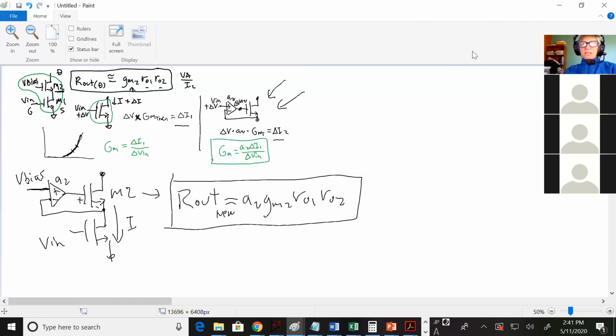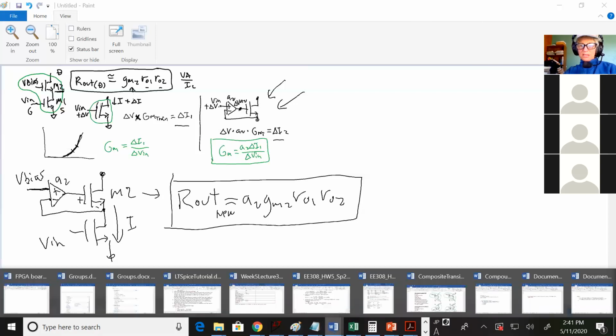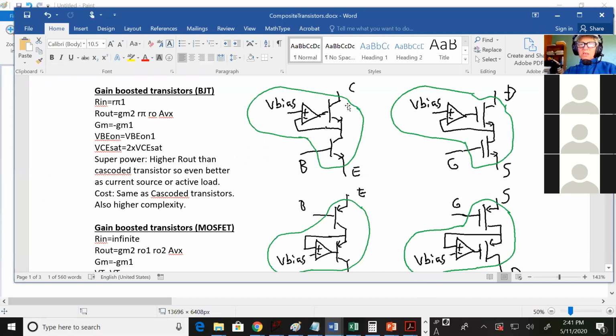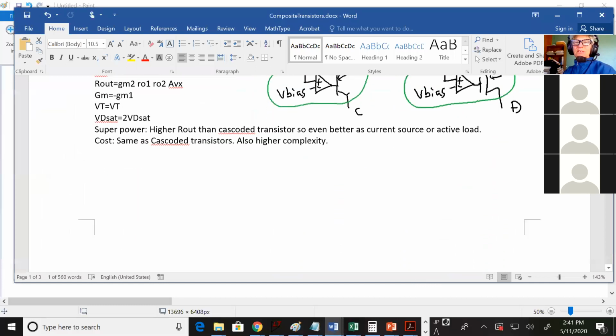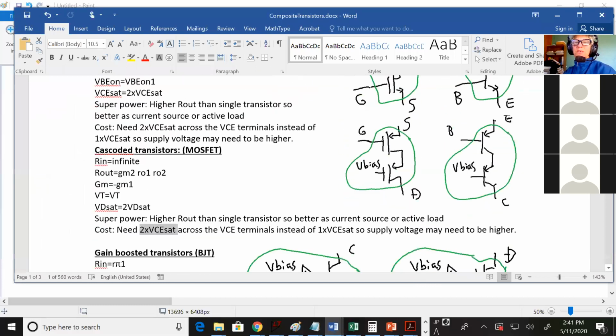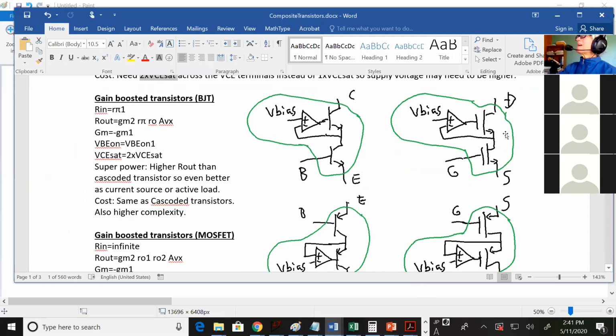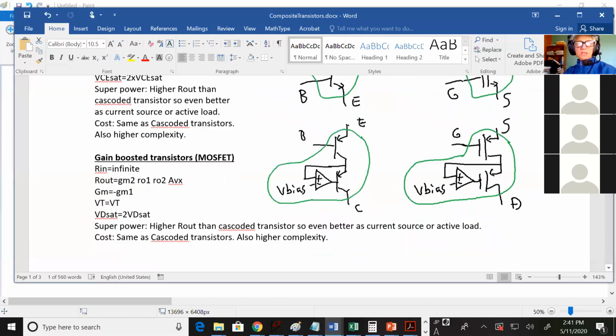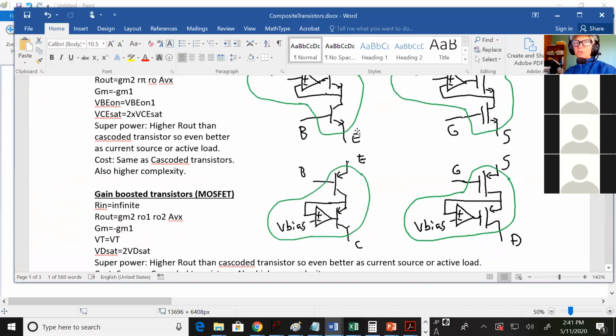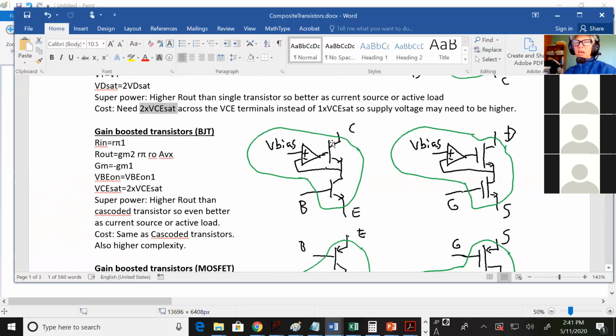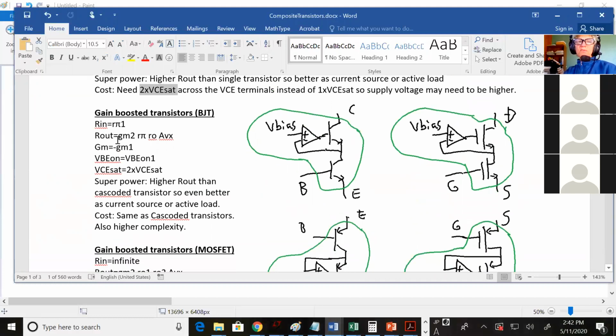Okay, so that is on the handout. I have an NPN version, NMOS version, PNP version, and PMOS version. Okay, let's go on. So we've seen two compound transistors. We've seen the cascoded, and then we've seen the gain boosted, which goes on top of cascoding. If it's not cascoded, there is no M2. If you don't cascode, you don't have an M2, so GM2 doesn't show up in the equation, and you have nothing to increase.